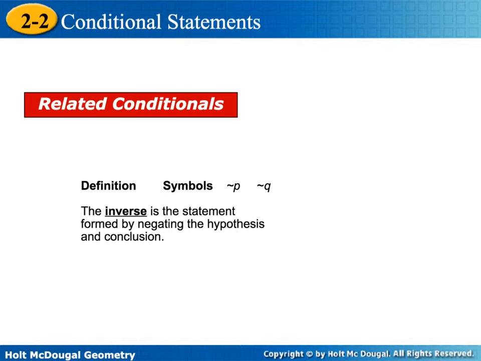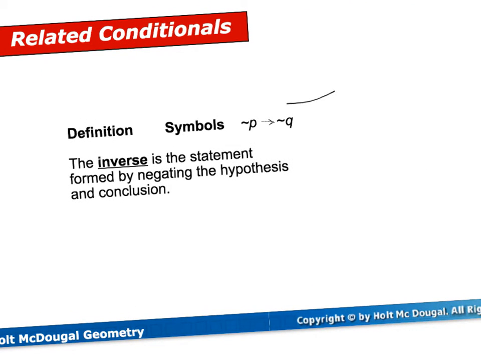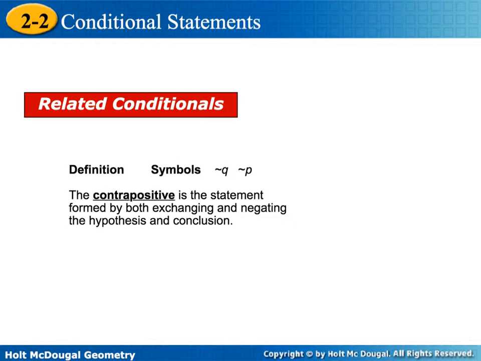All right. An inverse, and again we're missing the arrows here. Then inverse, you leave the order the same. You don't mess with the P and the Q, but you make them negative. So you invert them, you invert the meaning of them. You make them both opposite. All right, and then the contrapositive, and again, missing the arrow.